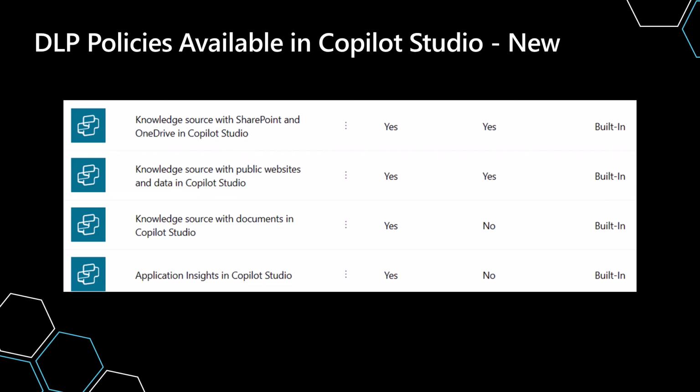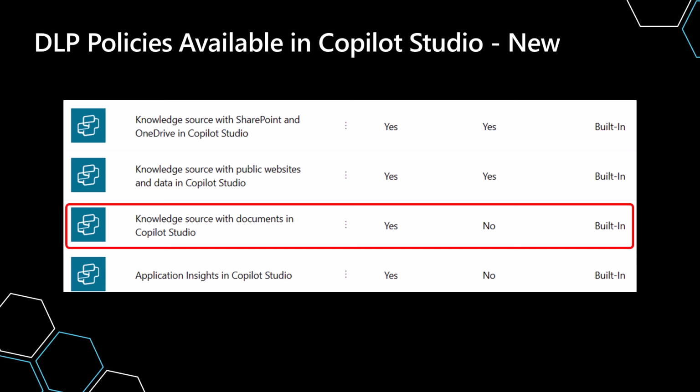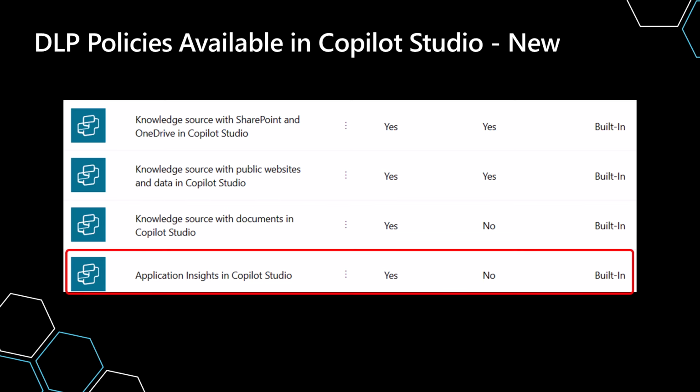Now, you'll also notice there's one called Knowledge Source with Documents. And that one is going to be where the file upload capability is. And notice it's not configurable. It's simply on or it's off. If you want it on, you can turn it on, and you can turn it off if you want to turn it off. And then we have Application Insights, again, an on and off thing.